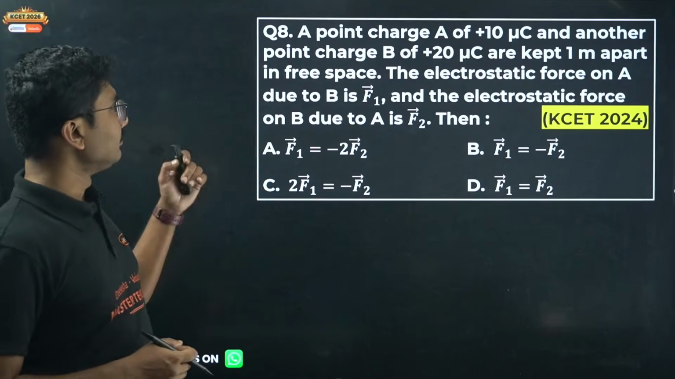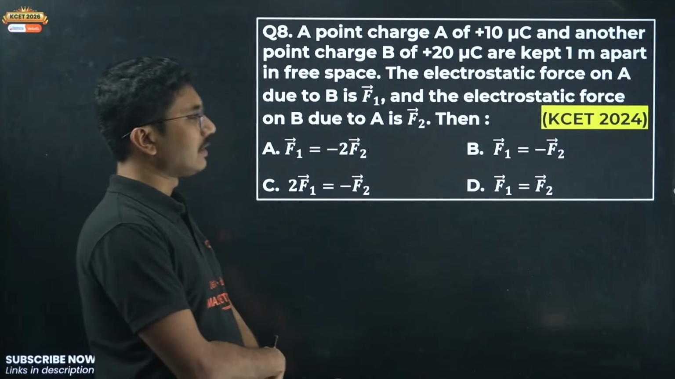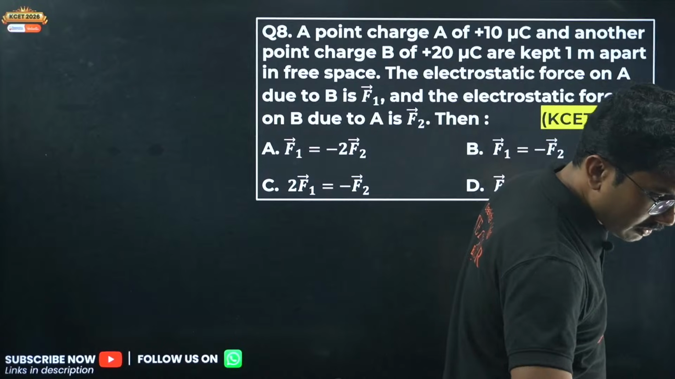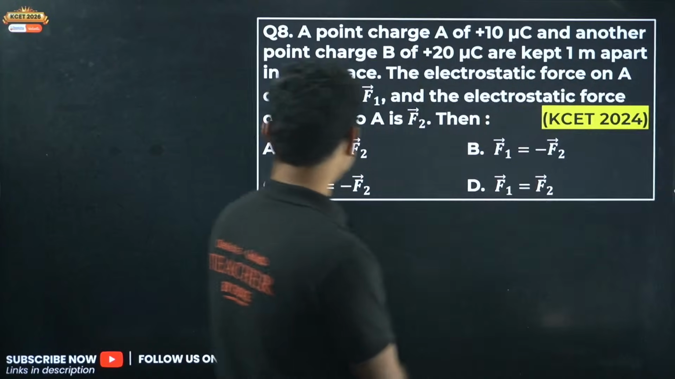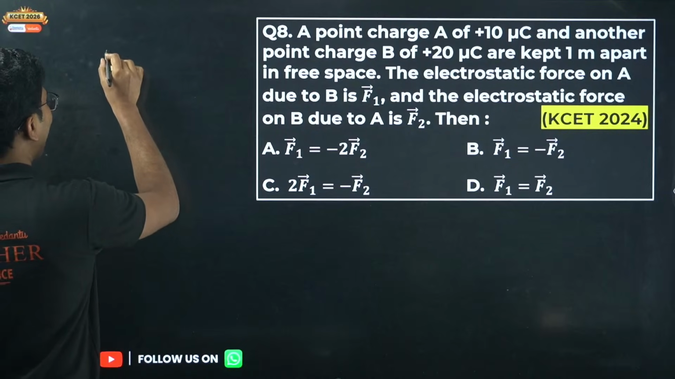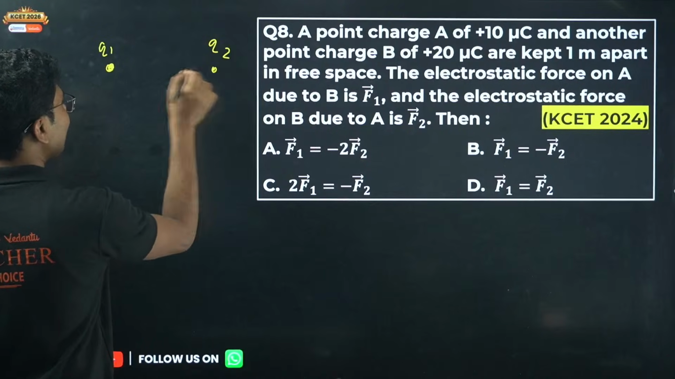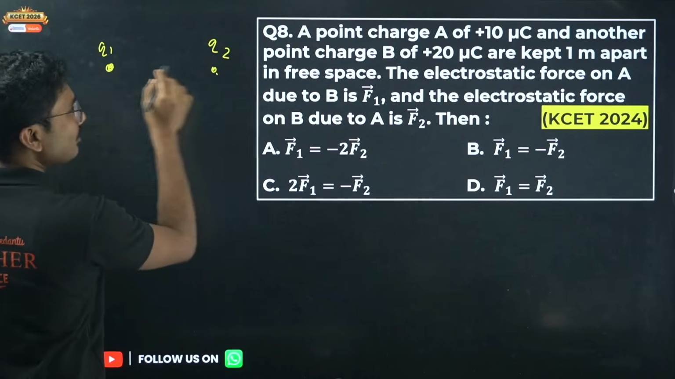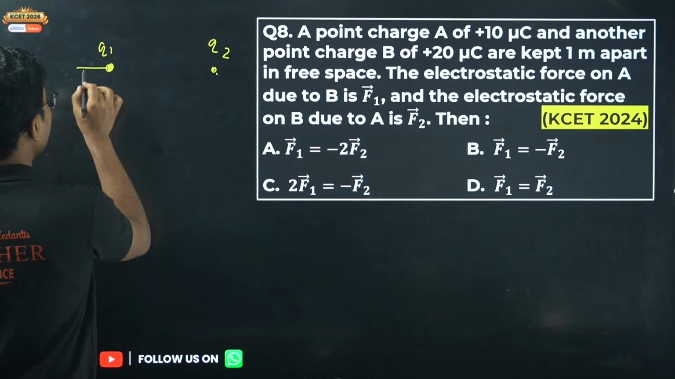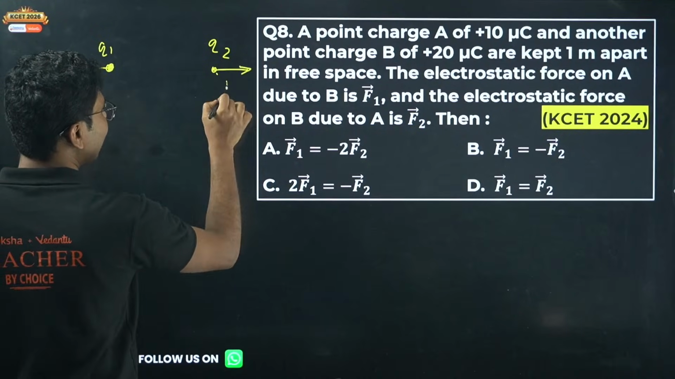Okay. Now a point charge A of plus 10 microcoulomb. Shaila is saying, is it option A? So if you see, this is a very easy question. One charge is here, one charge is here. Now this one will apply some Coulomb force on this. Both of them are positive, so repulsion force. So this force they are saying F1, this force they are saying F2.